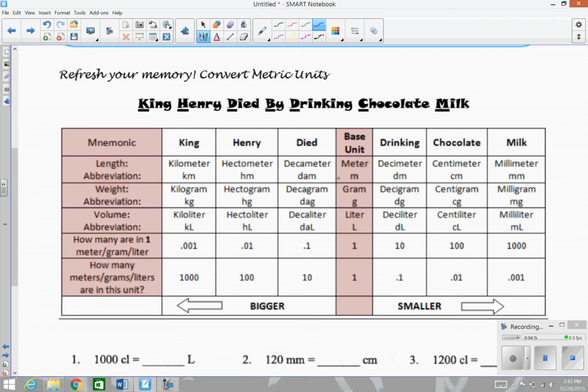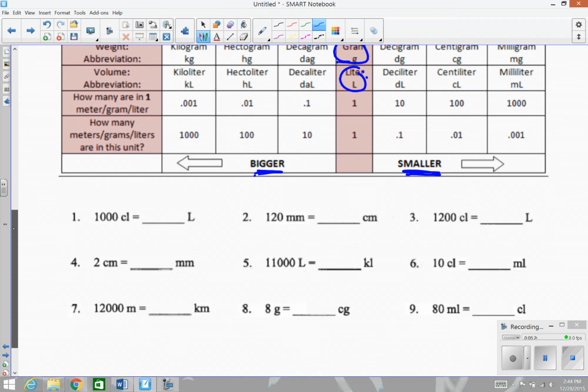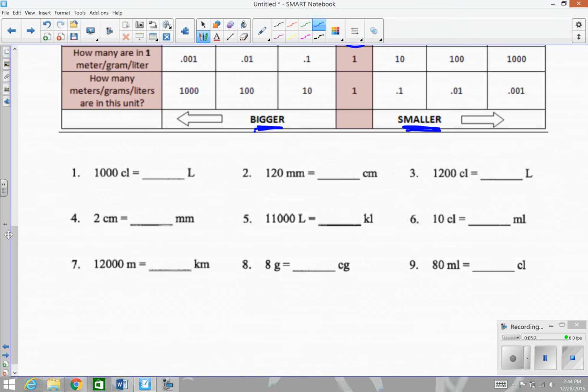You have your base units in the middle. Your bigger units are over here to the left. You can see this here. As you move to the left, it gets bigger. As you move to the right, it gets smaller. So we have meters, one of our base units, and then you can see our different prefixes. Grams is another, with different prefixes, and then liters is another, with different prefixes. And we went over those on the previous page. Converting metric units really should be relatively easy.